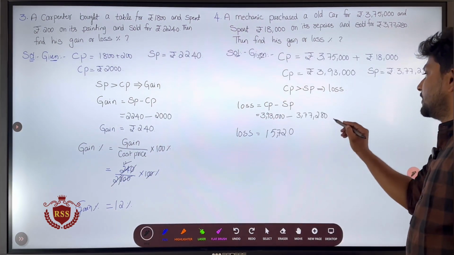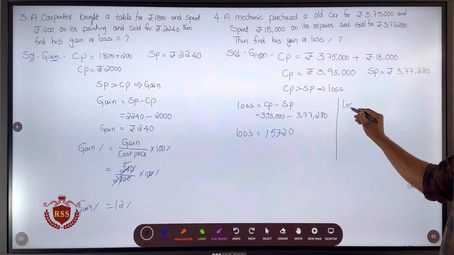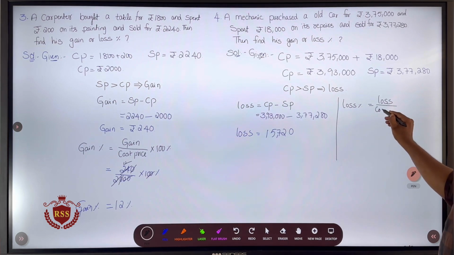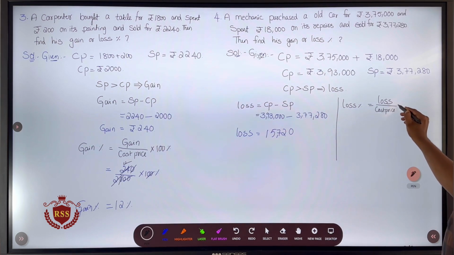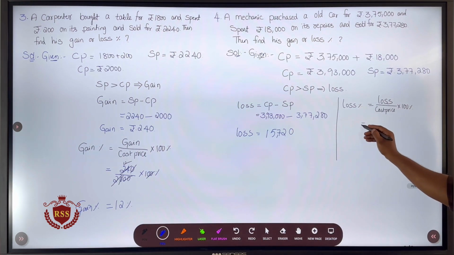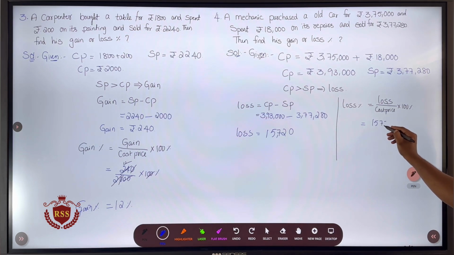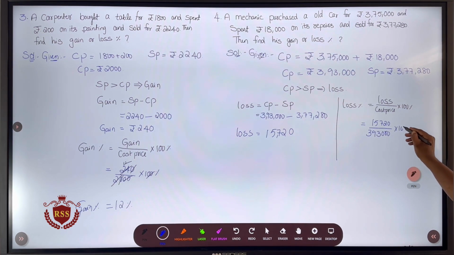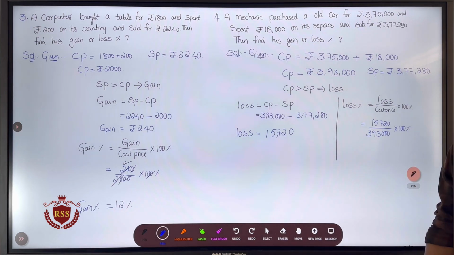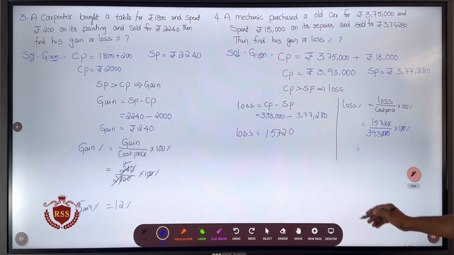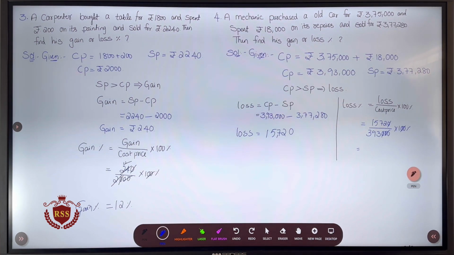Then we need to find the loss percentage. Loss percentage equals loss by cost price into 100%. What is the loss here? 15,720 is the loss, by cost price, which is 3,93,000, into 100%. So we can cancel, right? Zeros get cancelled. So divide this.